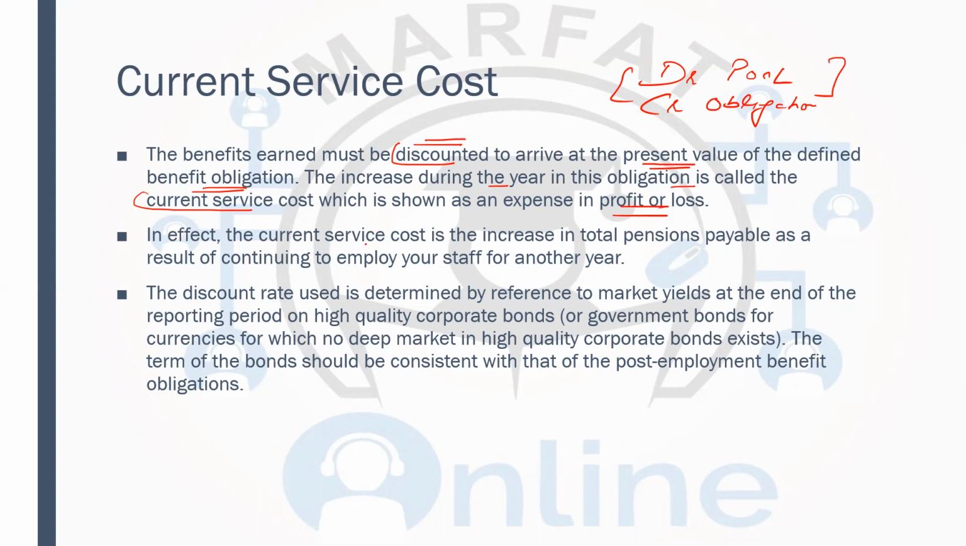In effect, the current service cost is the increase in the total pension payable as a result of continuing to employ your staff for another year. They have passed 1 more year, so they are now entitled to 1 more pension. This will increase your liability.